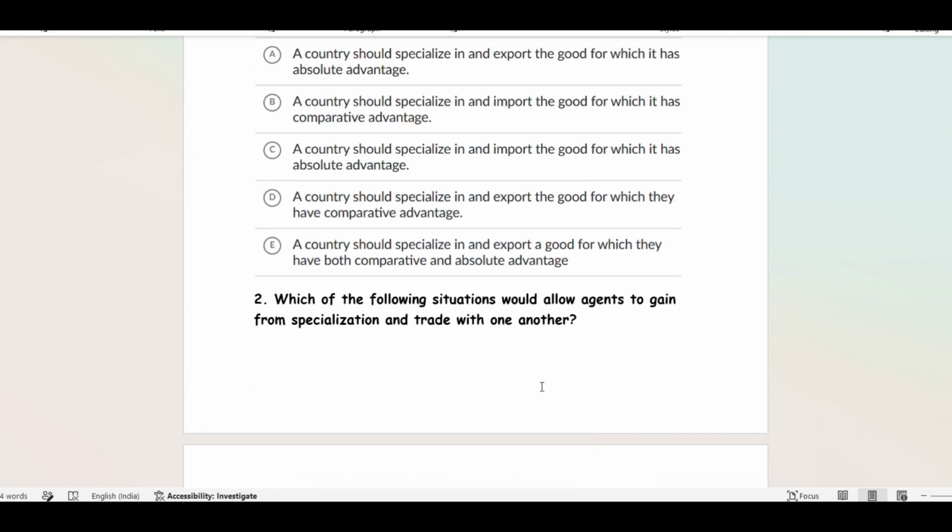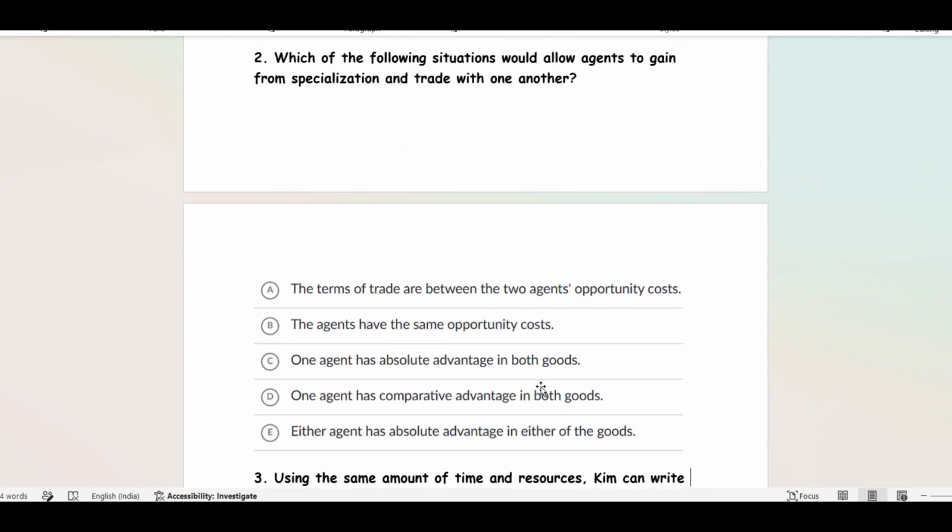Then I have the second question as this. Which of the following situations would allow agents to gain from specialization and trade with one another? So these 5 MCQs I had given you in my last video. I'm just doing the answers with you so that you know what's the correct answer. And if you have a wrong answer, you can correct it and understand it. All right. And the answer is option A. The terms of trade are between the two agents' opportunity costs.